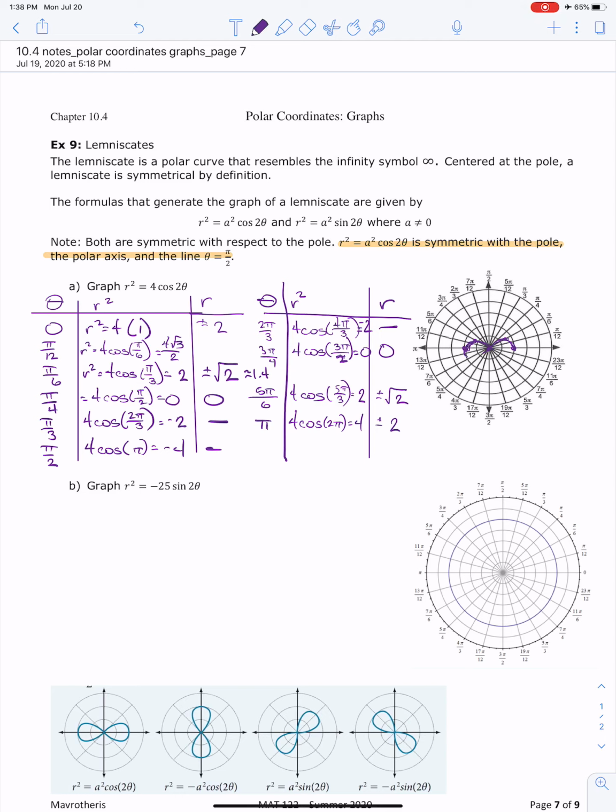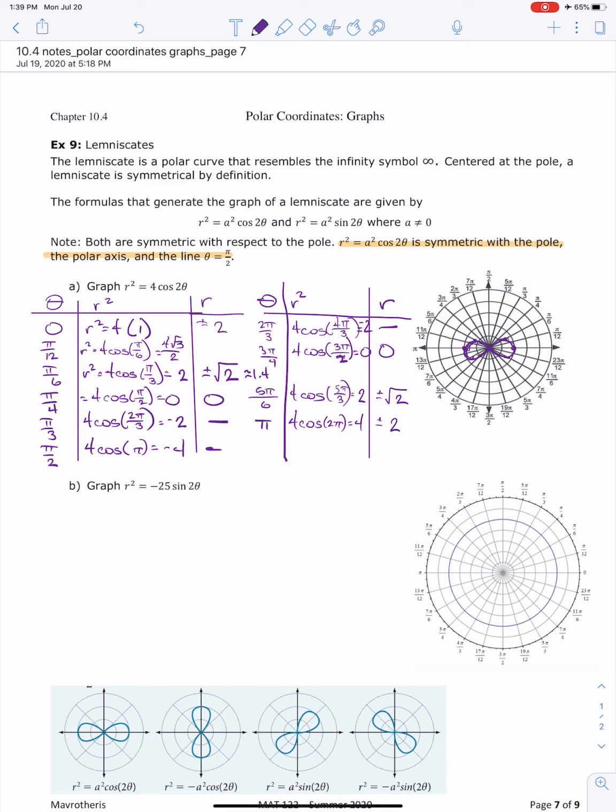So I know that this is symmetric across the polar axis, the pole, and the line theta equals pi over 2. So we get this figure 8 centered at the pole, which reflects across both the horizontal axis and the vertical axis. Okay, and here's the issue with the lemniscates.